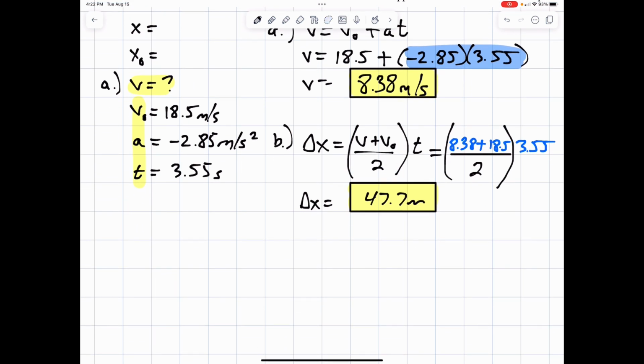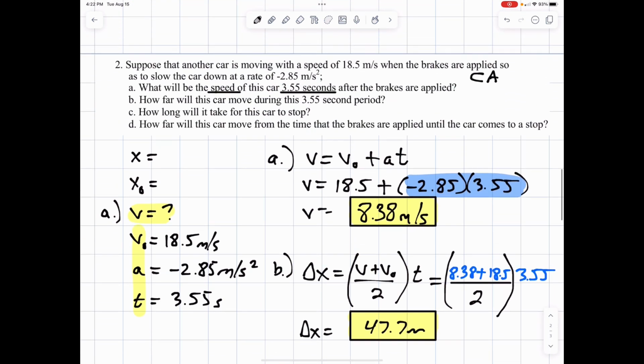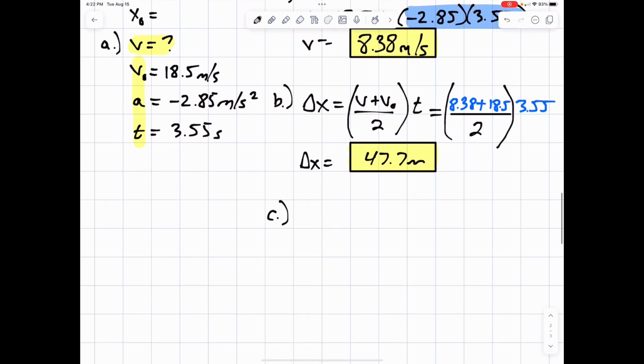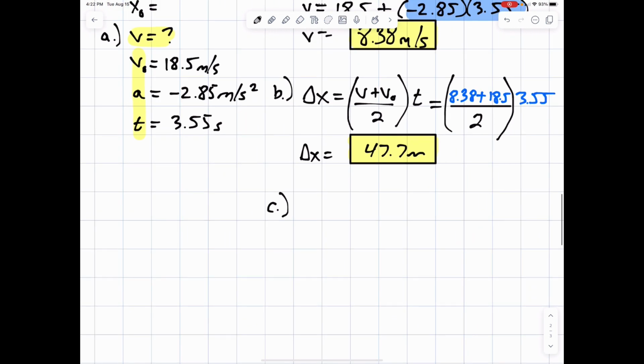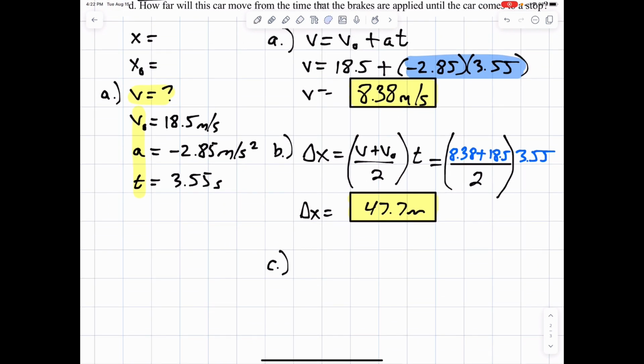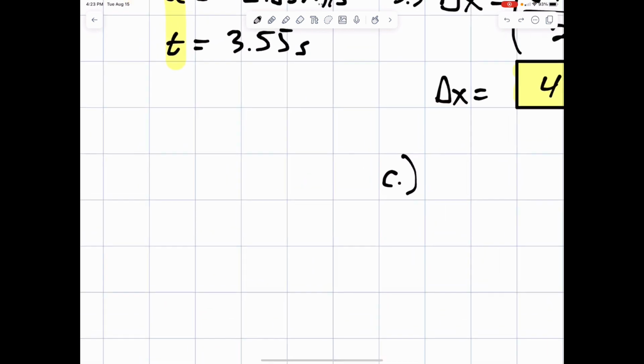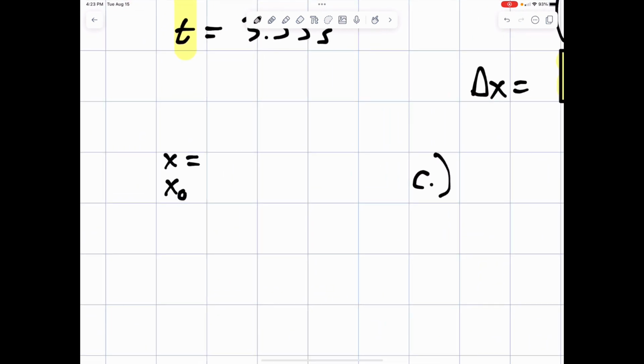Okay, part C, we're looking for, and it's kind of different conditions. Now it says how long, we're looking for time, will it take the car to stop? You've just reestablished new conditions because now the final is now 0. So for part C, we now need to reestablish a new list. So let's go back and let's write our list again. Okay, so we have x, x naught, v, v naught, a, and t.